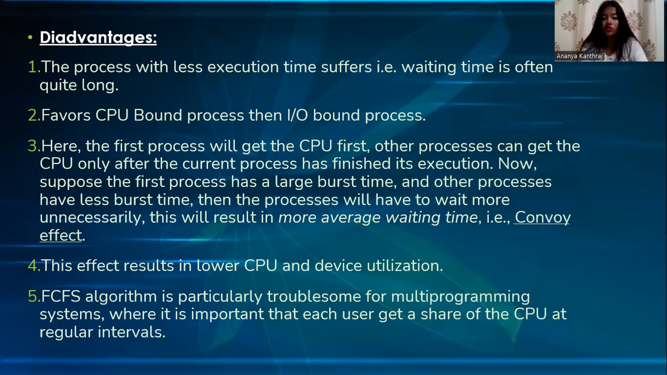That is nothing but the convoy effect, as it's also called. And this effect results in lower CPU and device utilization. So the FCFS algorithm is particularly troublesome for multi-programming systems, where it is important that each user get a share of the CPU at regular intervals of time.